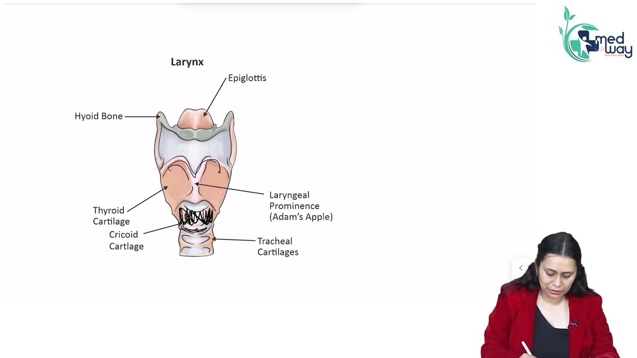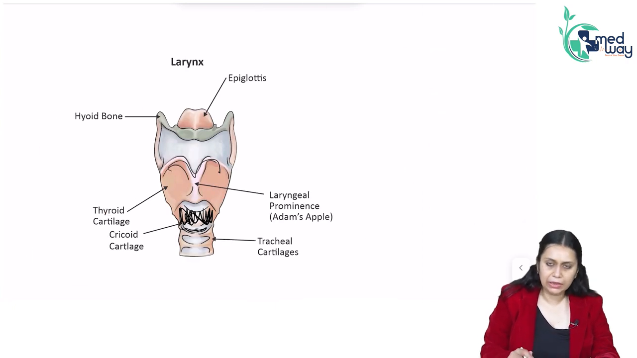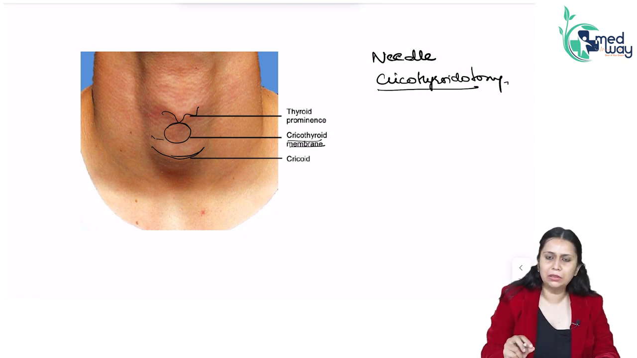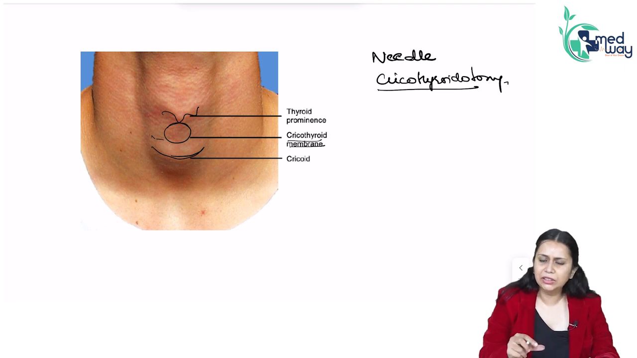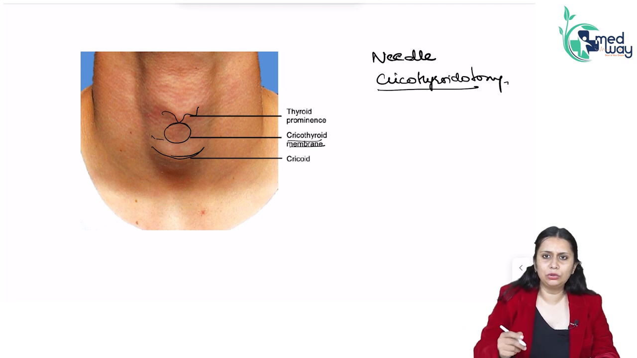When we pierce, this is a very easy membrane to pierce, right? This is the thyroid prominence, this is the cricoid, and in between is the cricothyroid membrane. So what we do is take a thick bore needle for needle cricothyroidotomy. We pierce the cricothyroid membrane, attach it with a 2 cc syringe and a connector, and we do the ventilation.